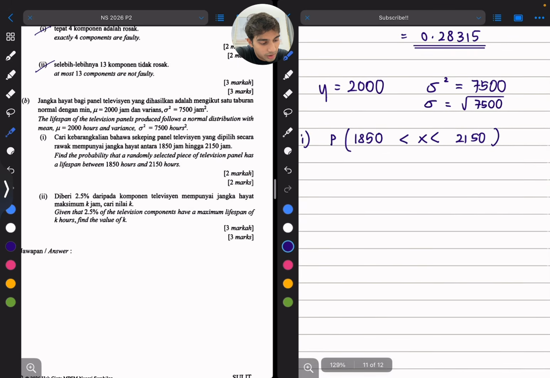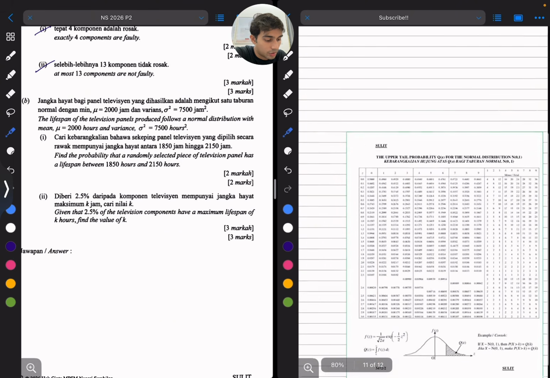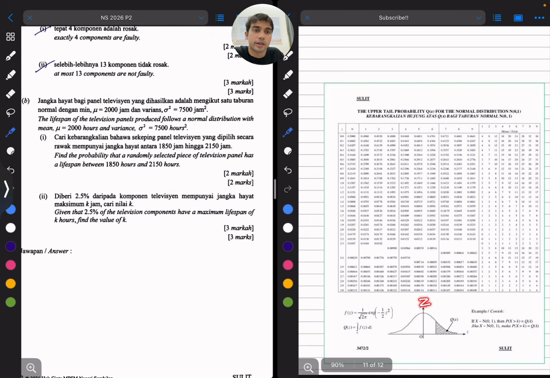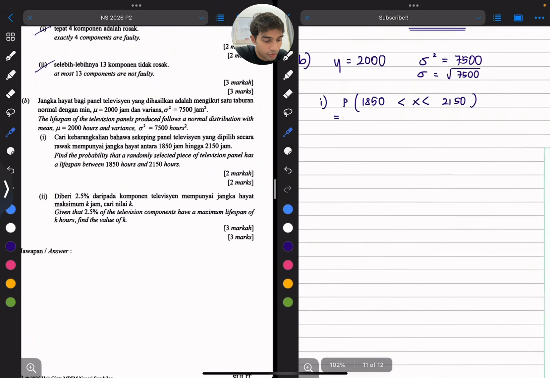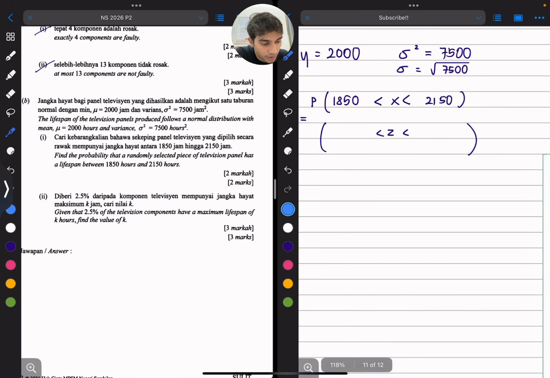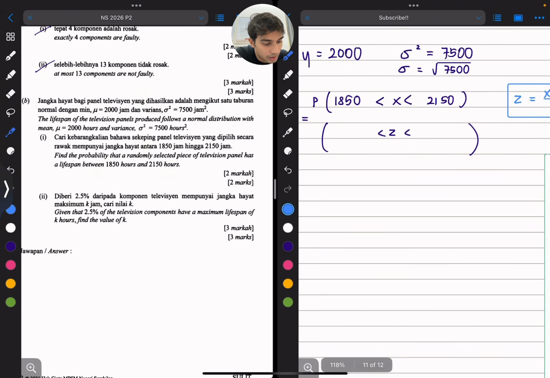To do this kind of question, we can't use X. We have to convert it to a standard table, because only with the standard table, called the Z graph, can we use the table given in your exam. From here we can find the probability. To convert X to Z, the formula is given in your exam. Z is X minus mean over standard deviation.